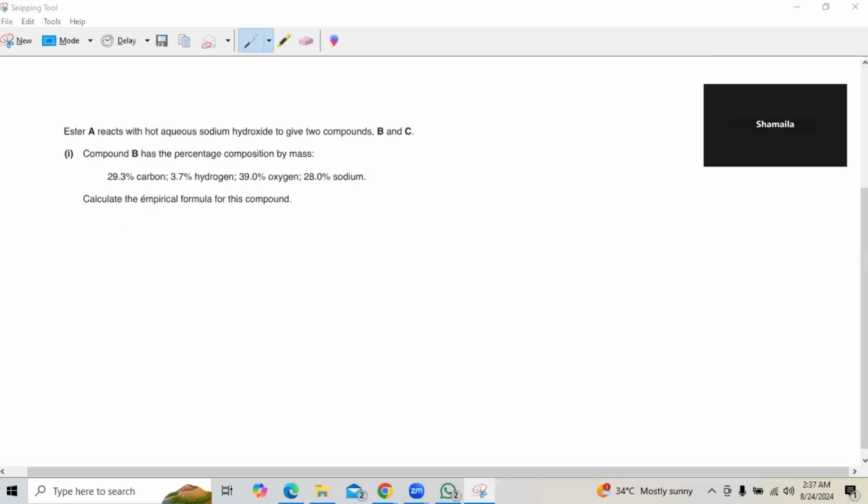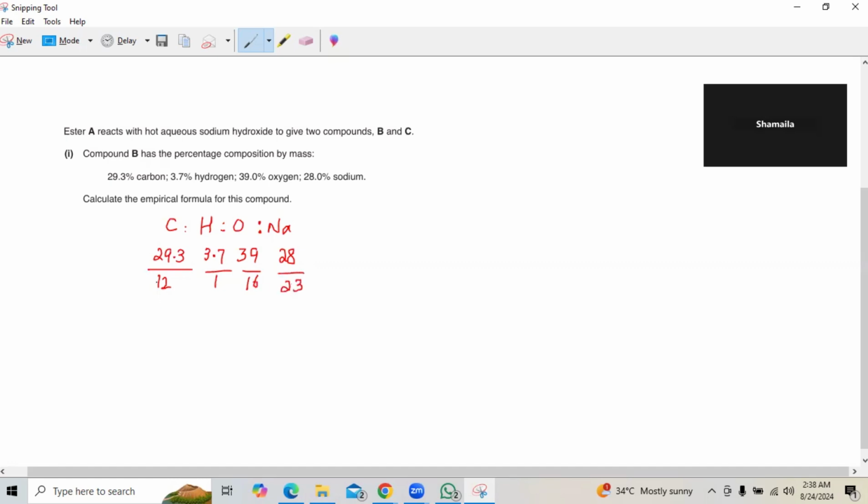So in order to calculate its empirical formula, we are given with carbon, we are given with hydrogen, we are given with oxygen, and we are given with sodium. So let's write out their percentages. That would be 29.3, that would be 3.7, and for oxygen is 39, and for sodium is 28. So we are going to divide them with their molar mass, and this is 12, for this is 1, for this is 16, and for this is 23.